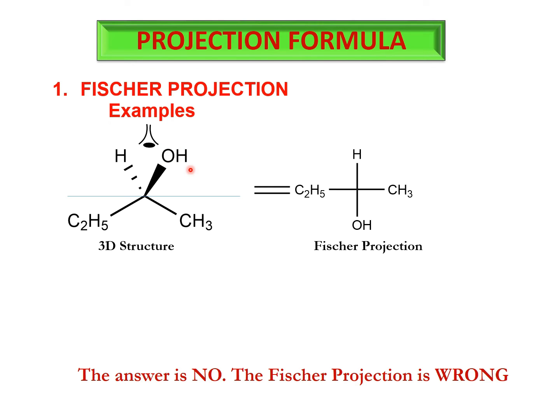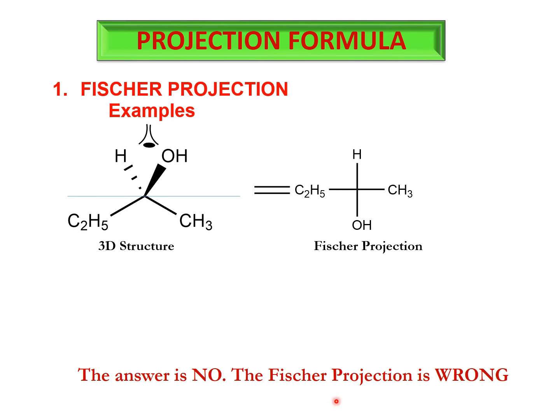H is towards my forehead, OH is towards the chin, and then this CH3 and C2H5 will appear towards your right and left. So if you're standing in the same direction as you're facing now, CH3 will be on your right as it is now, and C2H5 will be on your left. So I draw them here. Now I've already written here the answer is no, and the Fischer projection is wrong.